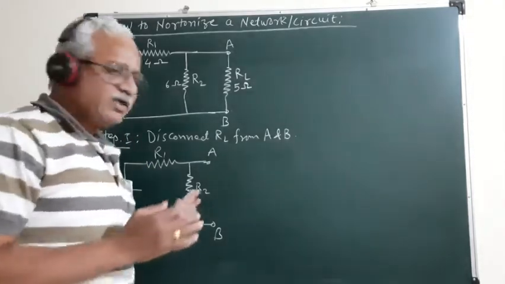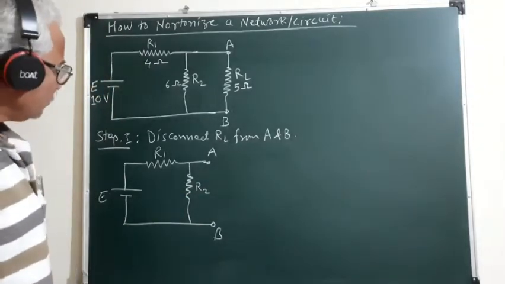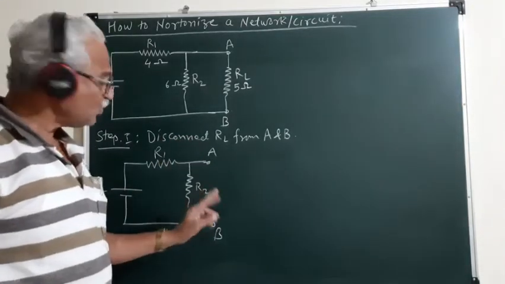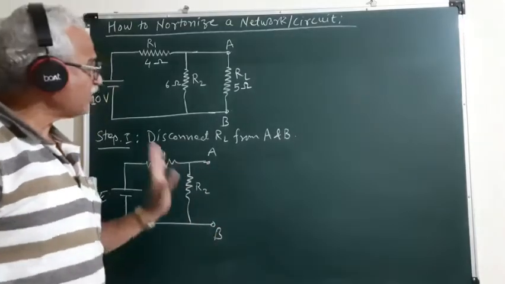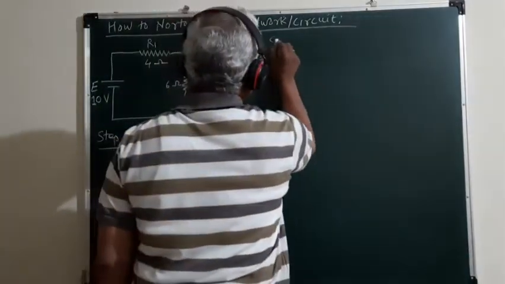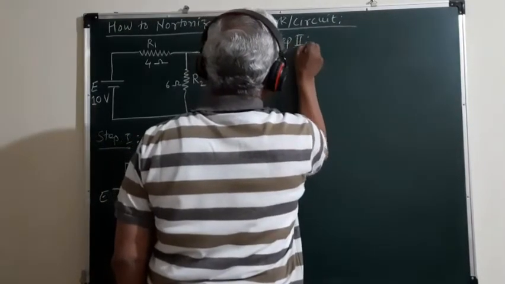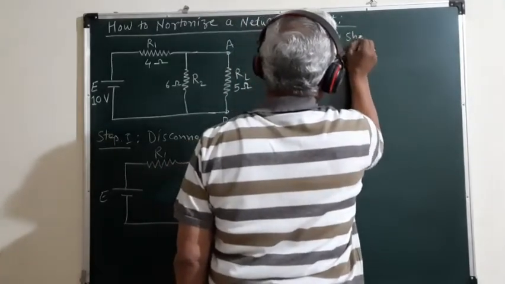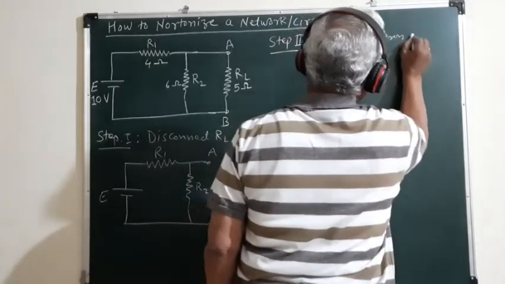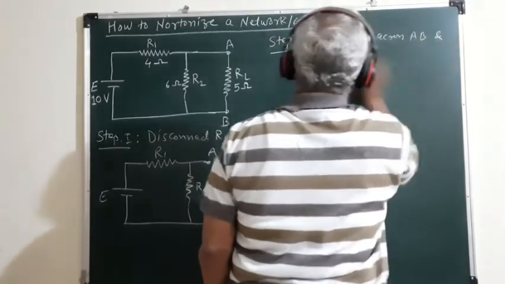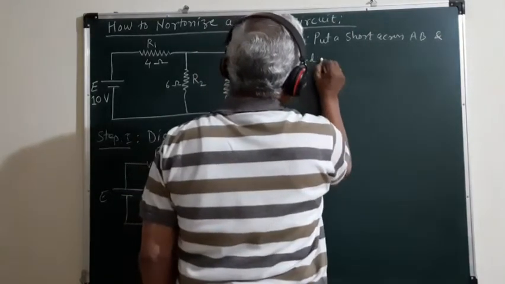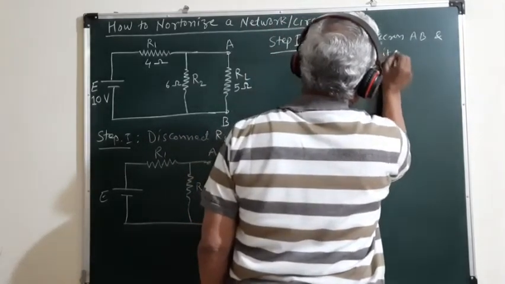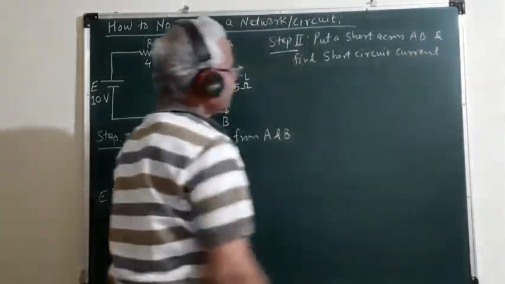To find the value of IN, this IN is nothing but the current that will flow through a short circuit put across the terminals A and B. So in the second step, we put a short across AB and find the short circuit current.